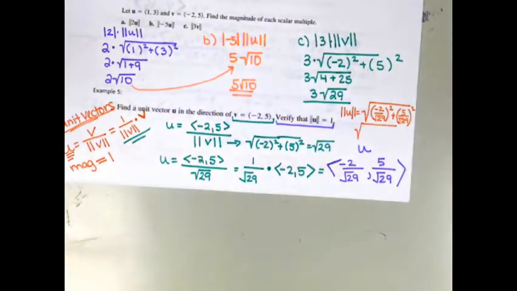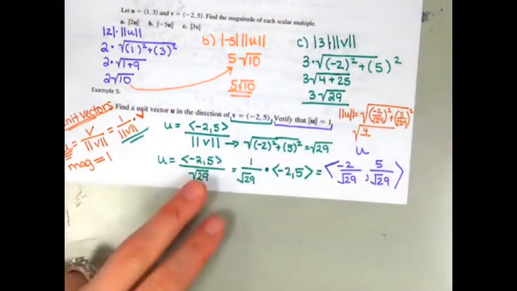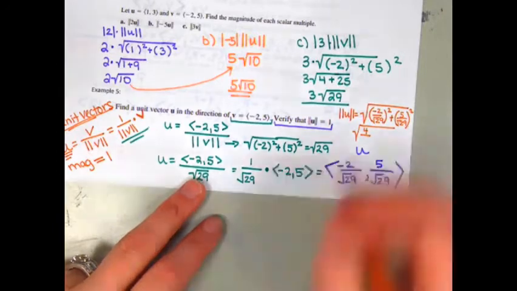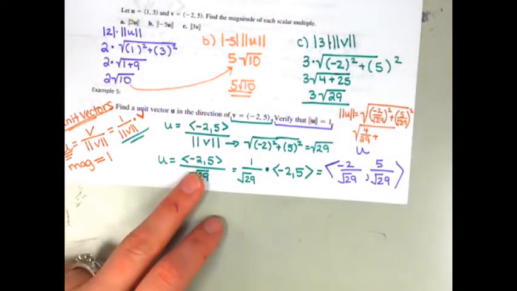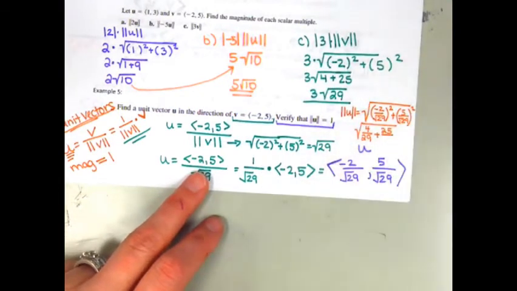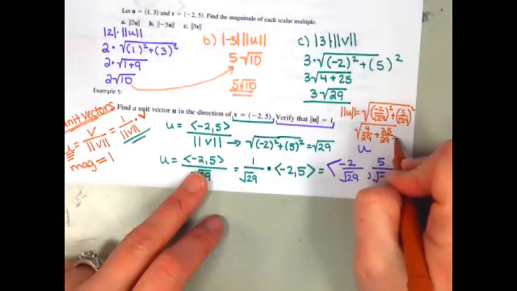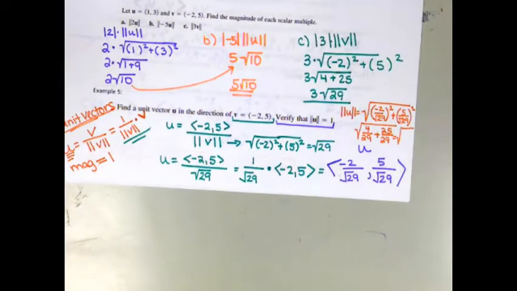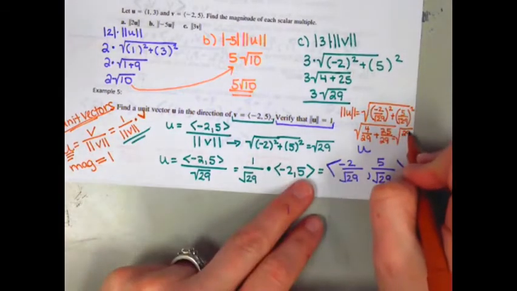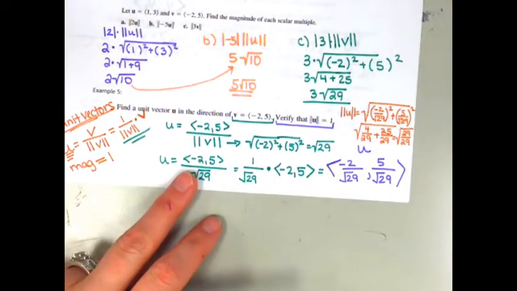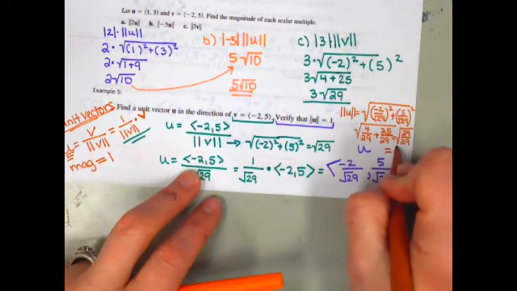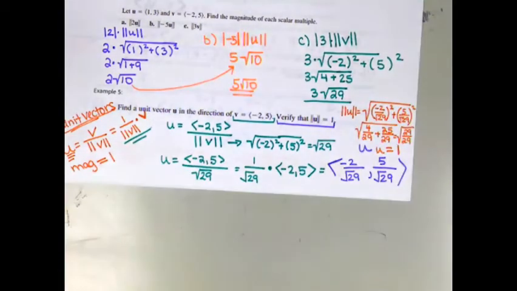What is negative 2 squared? 4. What's the square root of 29 squared? 29. Plus, what's 5 squared? 25 over, what's the square root of 29 squared? Now, do you guys see why I left it that way? Okay, use that one instead of the other one, fewer numbers. What's 4 over 29 plus 25 over 29? 29 over 29. And what's 29 over 29? 1. And what's the square root of 1? 1. So did we verify that the unit vector's magnitude is 1? Yes. Did we find the unit vector? Yes. Okay. Any questions with that so far? We all good so far?